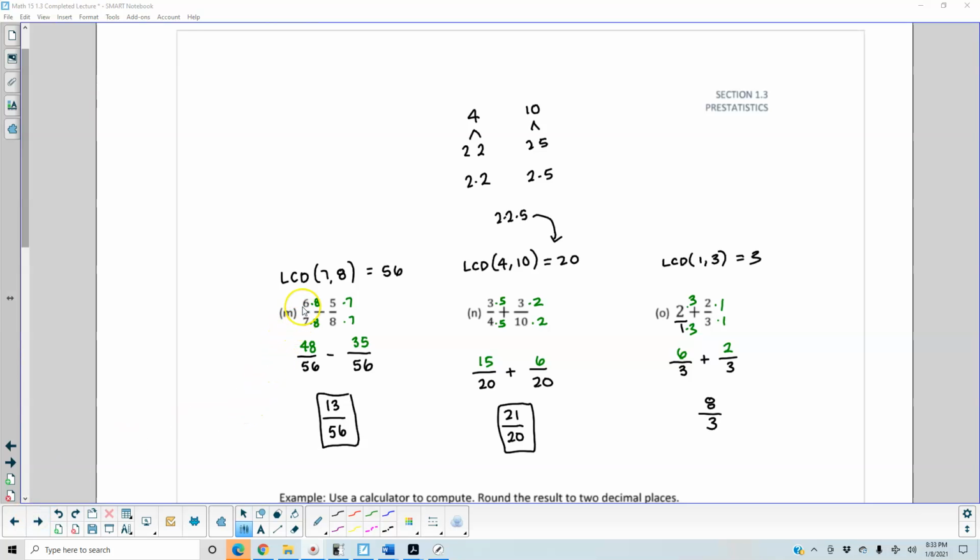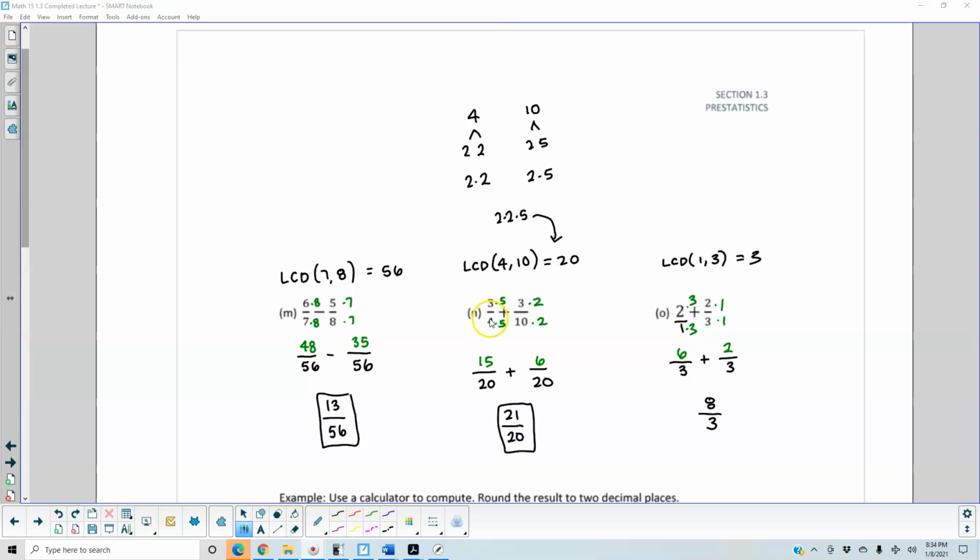Okay, our next example is 6 over 7 minus 5 over 8. So the LCD between 7 and 8 is 56. So 7 times 8 is going to give you 56. So 6 times 8 gives you 48, minus 8 times 7 is 56. So 5 times 7 gives us 35. Now we can subtract our numerators, so we get 48 minus 35, which gives us 13 over the common denominator of 56.